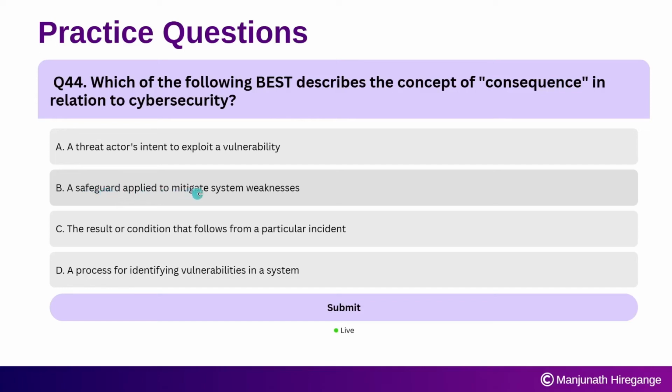Option B, a safeguard applied to mitigate system weakness, is a preventive measure. Option D, a process for identifying vulnerabilities in a system, is a vulnerability assessment, but it does not address any resulting impact. Consequence is the impact, the result or condition that follows from a particular incident. So the right answer is C.